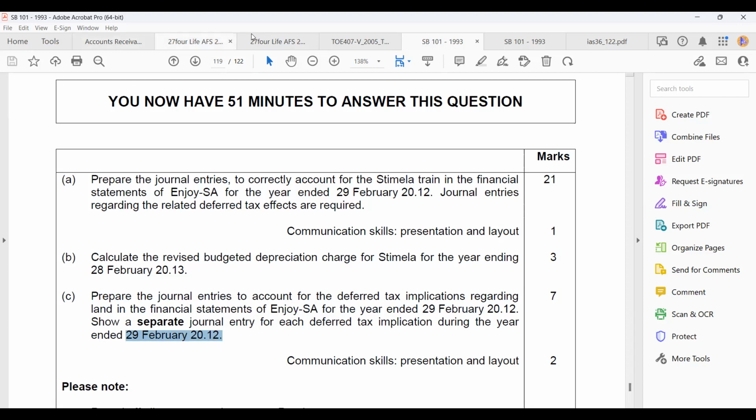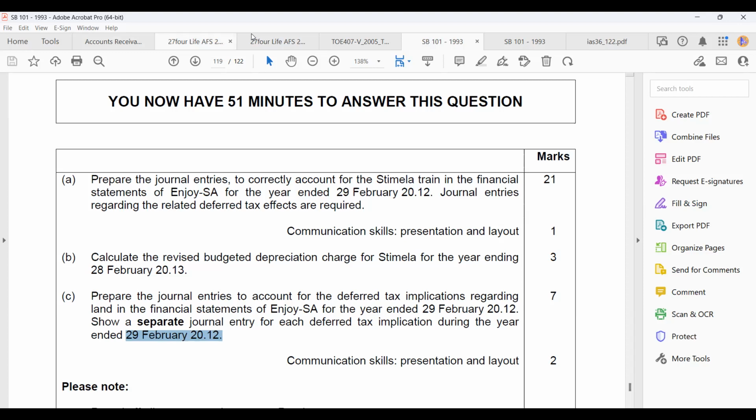Okay, so the first thing you need to identify is what happened during the financial year. So what you want to do is plot out. Our financial year is 1 March 2011 to 29 Feb 2012. Try to plot out the events that happened throughout the year. Then you need to identify what type of asset it is, and then from there, you will be able to identify the accounting treatment.